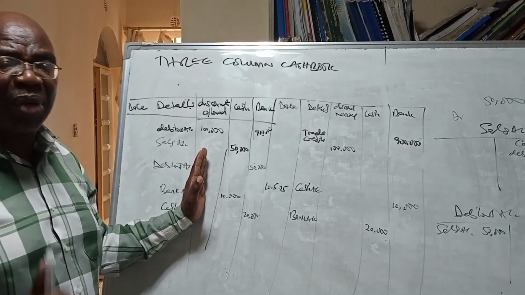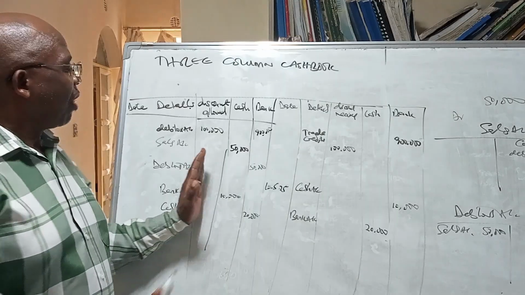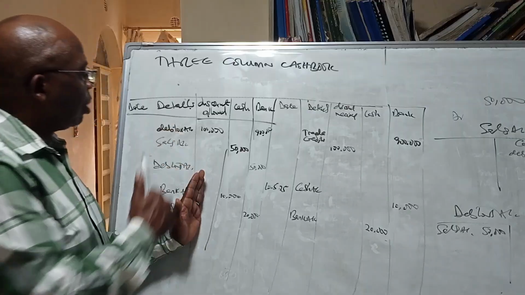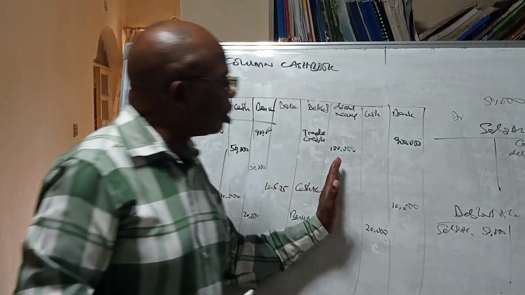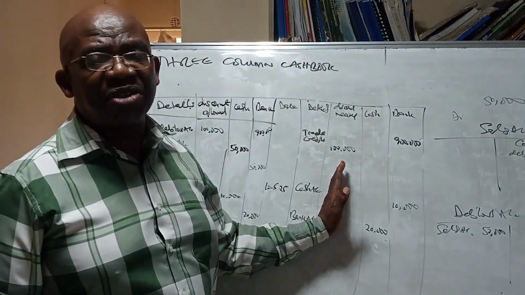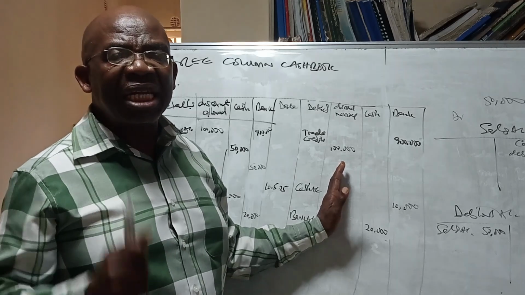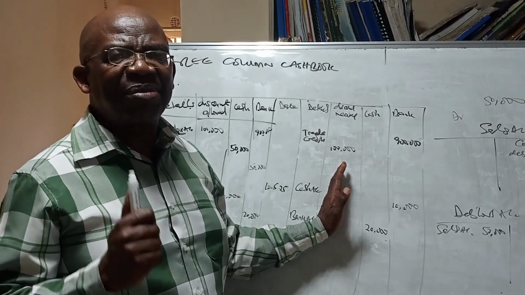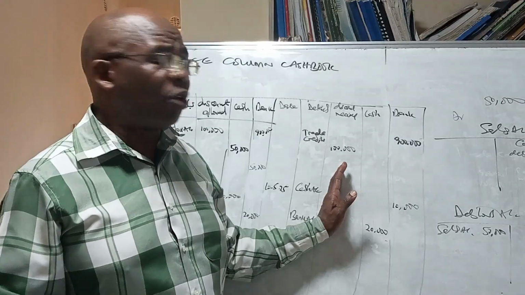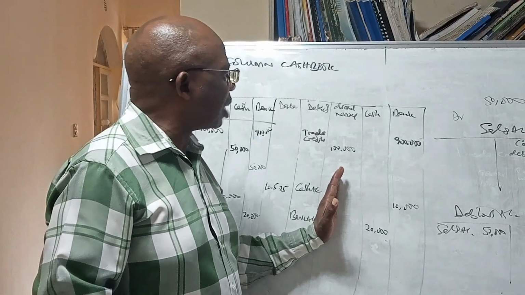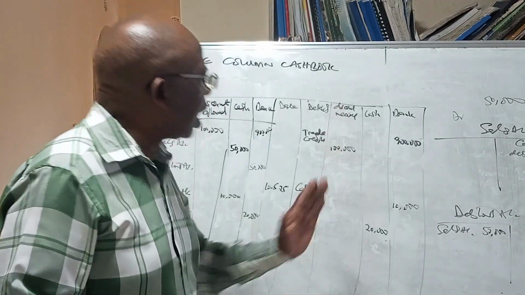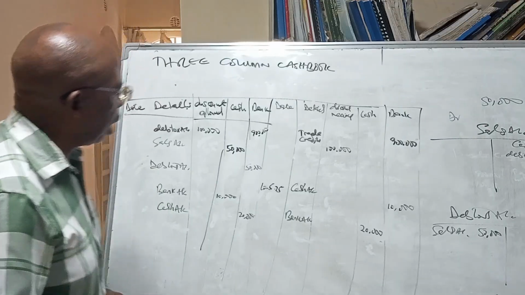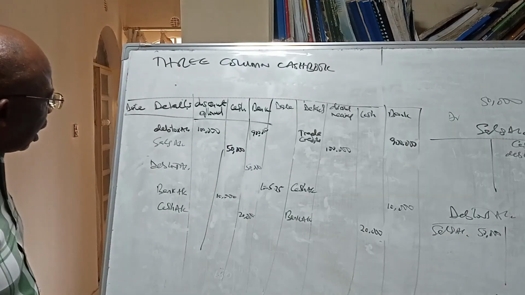Now, discount received is an income, and for an increase in an income or revenue, we credit the income account. And therefore, we are recording the discount received on the credit side.